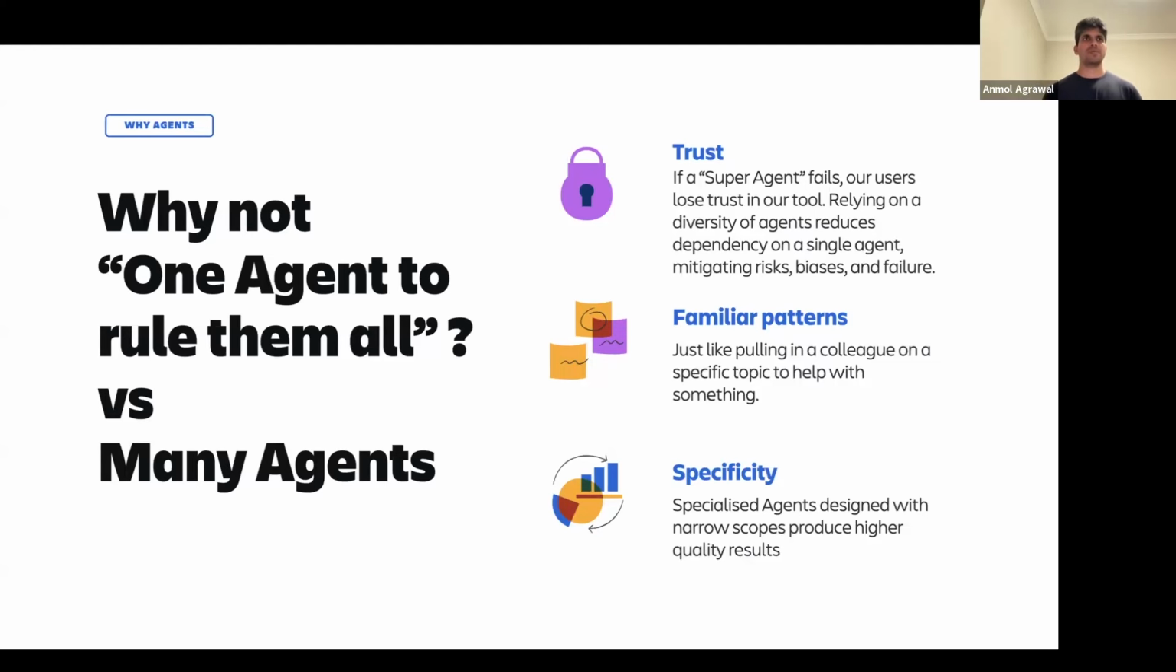Secondly, having a separate agent is just like pulling in a colleague in the real world. They might be an expert on a specific domain, and this mirrors the workplace dynamics, which is more intuitive. And lastly, specialized agents with narrow scopes tend to produce higher quality and more specific results. So this multi-agent approach enhances reliability, user comfort, and overall performance in AI systems.